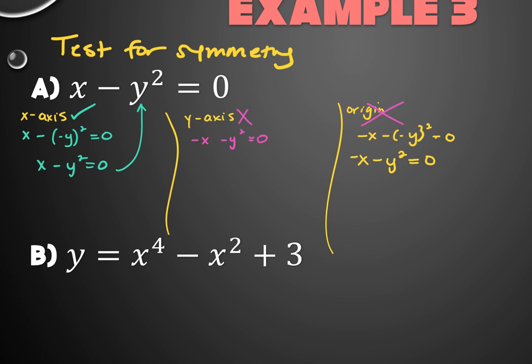If you think about it, what is this graph? It's a parabola, so this would be x equals y squared. So this is a parabola, but what way is it facing? The right, because it's a y squared. It's a positive, right, y squared. So that makes sense that it would be symmetric to the x-axis, but not the y or the origin.